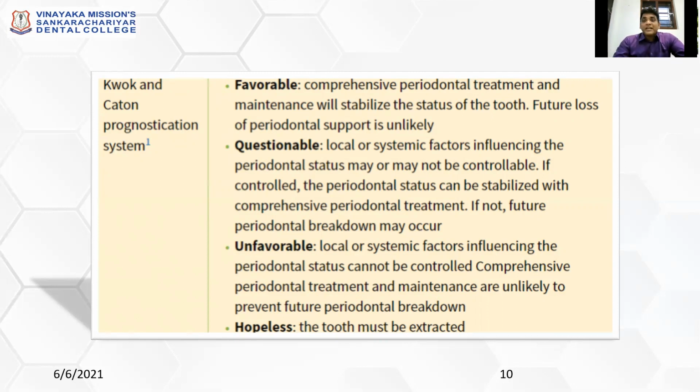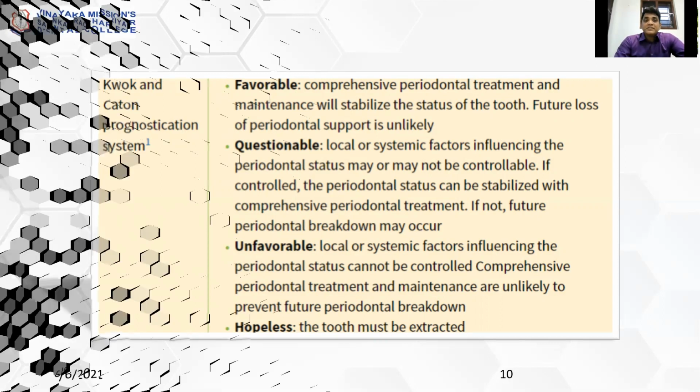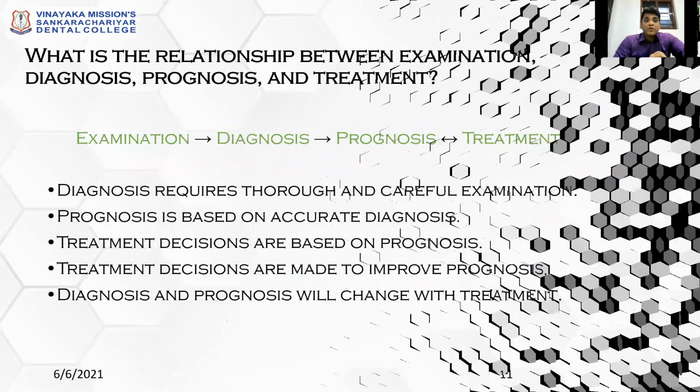The hopeless is when you feel the tooth is having a grade 3 furcation involvement, grade 3 mobility, all maximum scores, then those teeth are impossible to treat and should be knocked out before a periodontal planning is even achieved. So this is the prognostic system you need to follow.